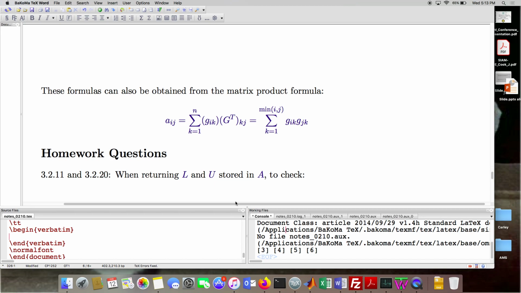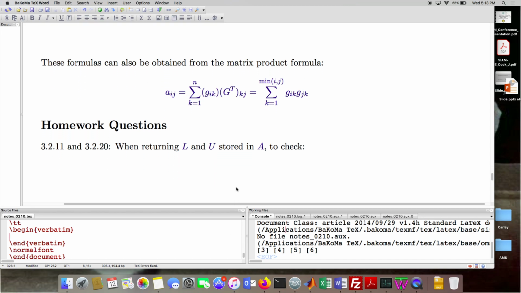So first you can recover U. After your function has exited and you have this A that has L and U mashed into it, U is just the upper triangle of A. So now you have U explicitly. But again, this is only for checking, not for actual computation.